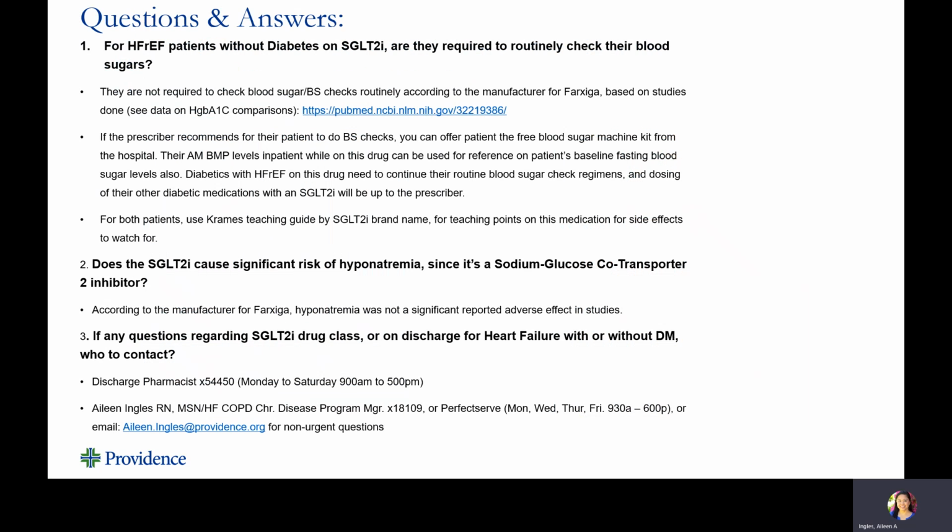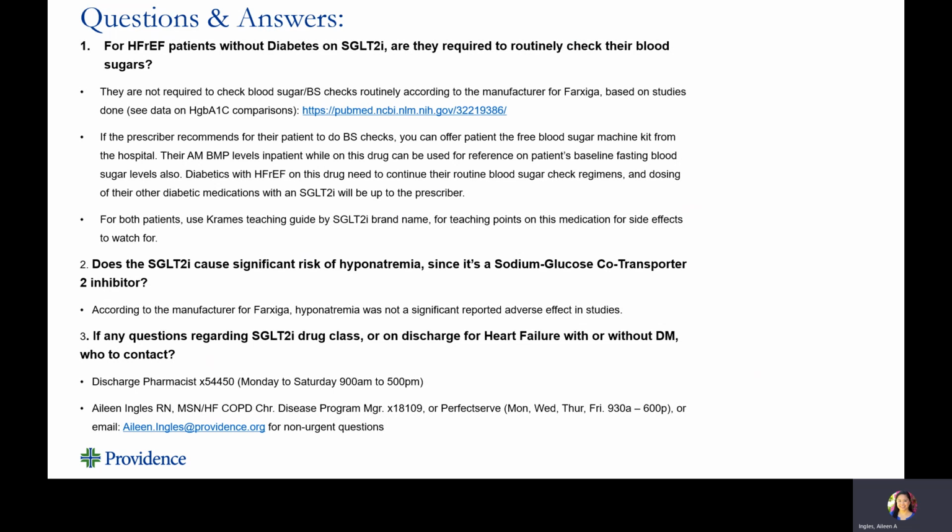So a couple of questions commonly asked about SGLT2 inhibitors with heart failure. So we talked about blood sugars are not required to be checked on this medication for non-diabetics. You can use the patient's basic metabolic panel or AM labs for their glucose baseline. But if the prescriber prefers that the patient checks their blood sugars, you can discharge them with the free blood sugar kits that we give out and just have them follow up with their provider or their PCP or cardiologist, whoever sees them at the appointment.